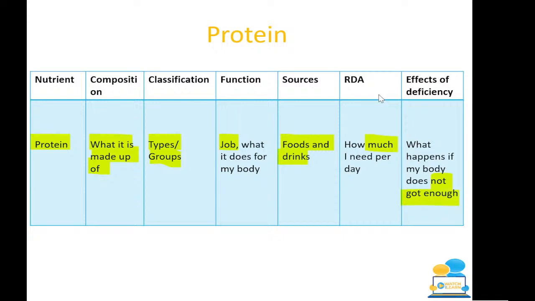Your RDA stands for your recommended daily allowance. This is how much of this particular nutrient I need per day so that I can maintain my general health. Effects of deficiency. Deficiency means that you're not getting enough of a nutrient. So you need to know what's going to happen to you if you're not getting enough of a particular nutrient. Now, not all nutrients will have deficiencies, but some are more prone to it.